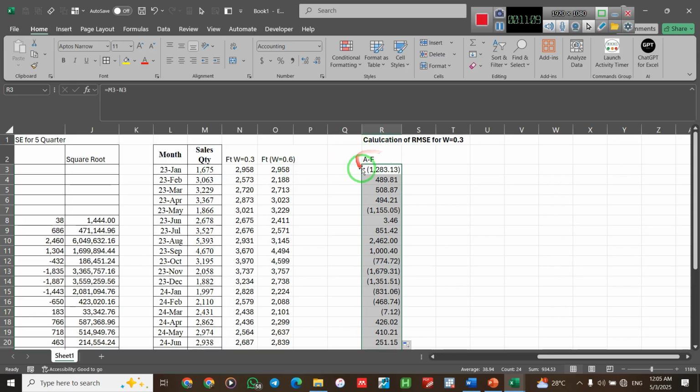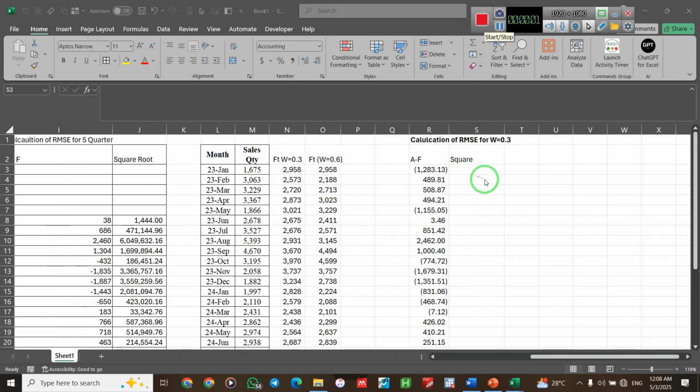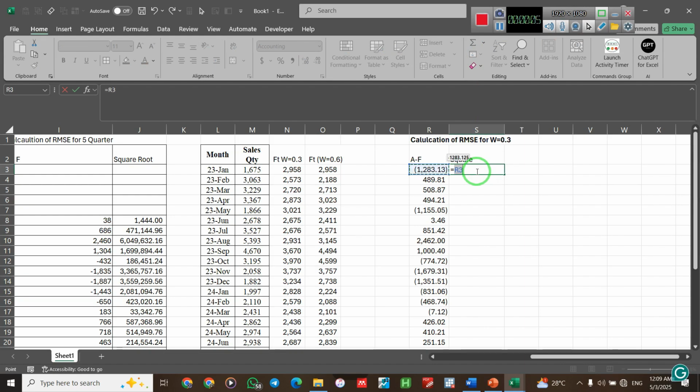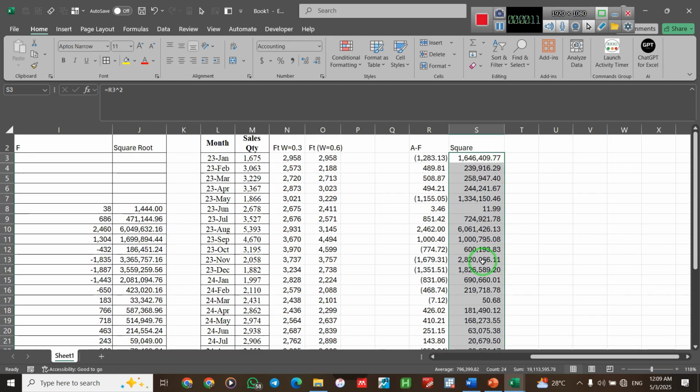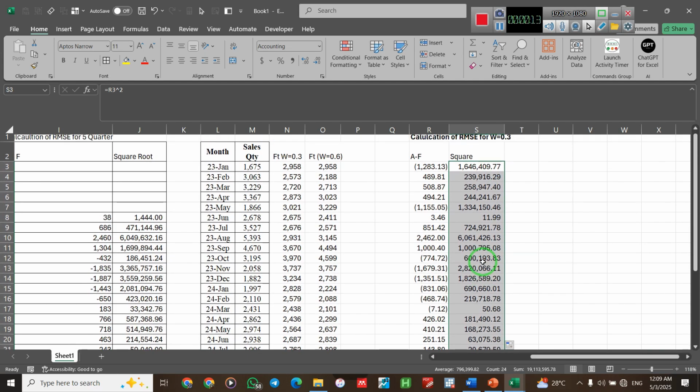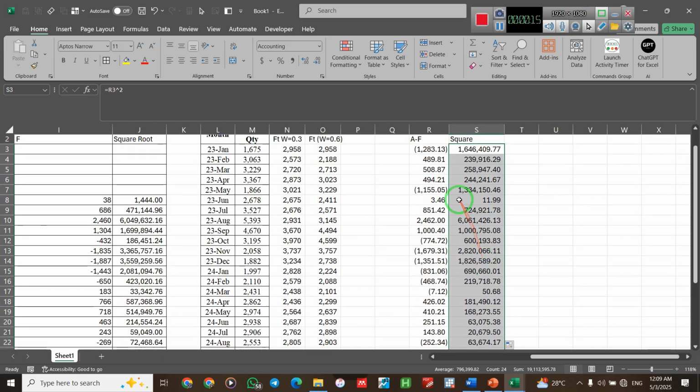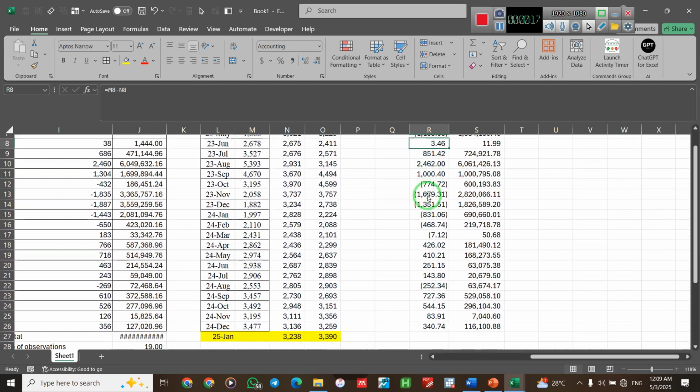In previously I have told you that you have to take a square of this, otherwise these minus figures won't be summed up. So I will take the square of this. So to take the square of this, I will put equal mark here and then put this sign and then press 2. Then I will double click it from here. Then the square of all of these line items will be taken.